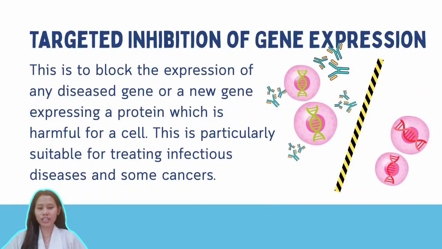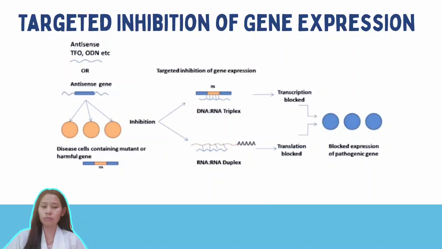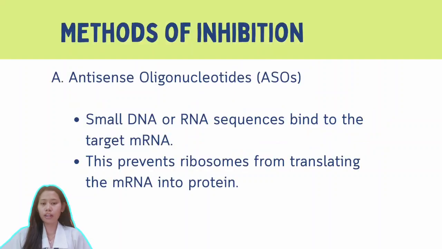The third strategy is the targeted inhibition of gene expression. It blocks expression of harmful genes. So this strategy stops a harmful gene from making a harmful protein. An example is Huntington's disease, where a mutant gene makes a toxic protein. Gene inhibition techniques can reduce the production of that toxic protein. There are also methods in targeted inhibition.